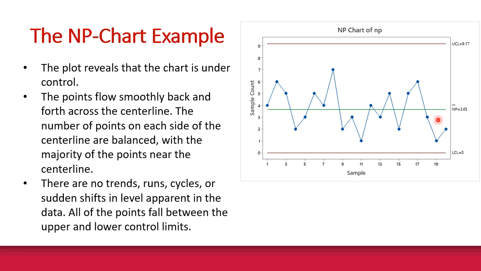Again, looking at this chart, it looks like the chart's under control. The points flow smoothly back and forth across the center line. The number of points on each side of the center line are balanced, with the majority of points actually being near the center line. There's no trends, runs, cycles, or sudden shifts in the apparent level. And all the data points fall within the upper and lower control limits. So we would say this process is in control.